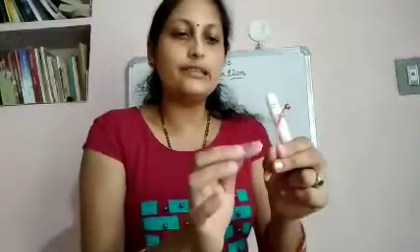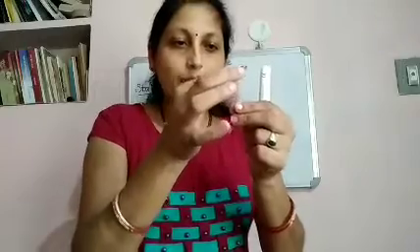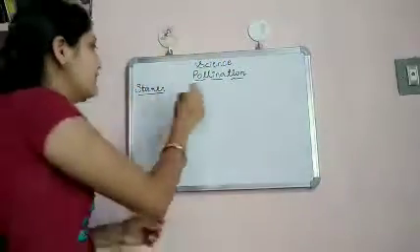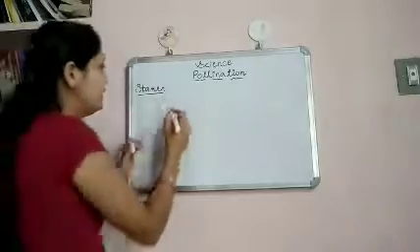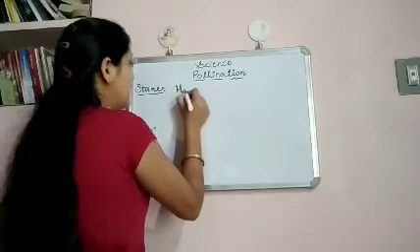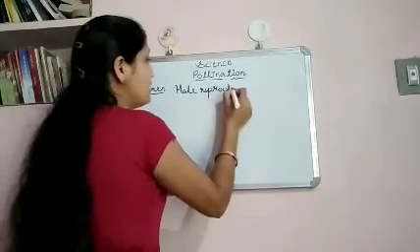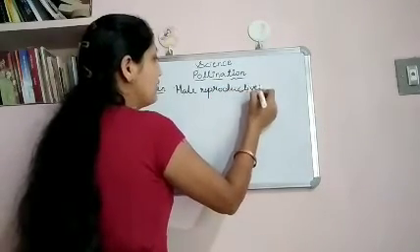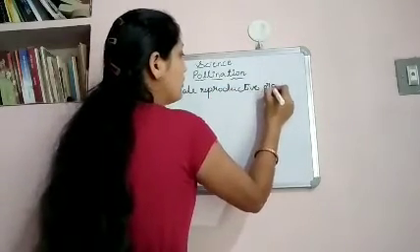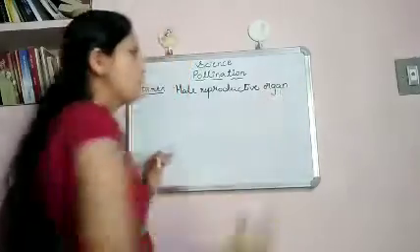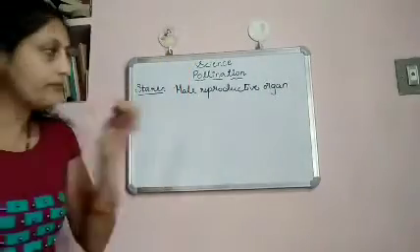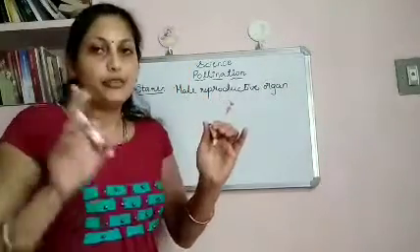When you look at this closely, you can see that it is made up of two parts. Stamen is made up of two parts. So what is stamen? It is the male reproductive organ. Male reproductive organ. So it is made up of two parts.